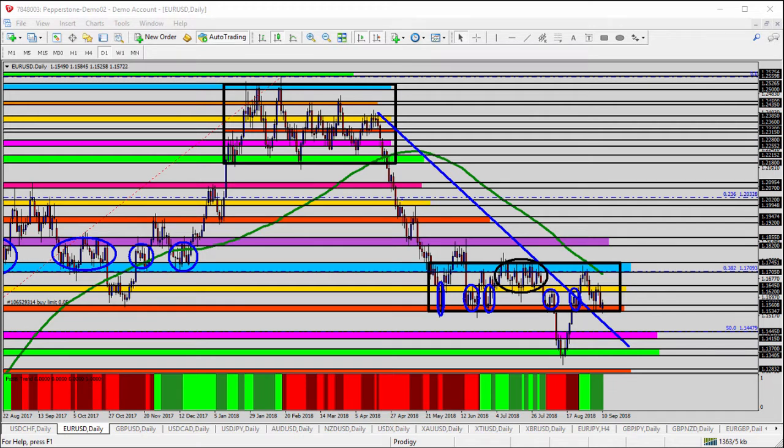Today we're going to take a look at the EURUSD, the euro versus the US dollar, for today's trade analysis. We're starting here on the daily time frame.